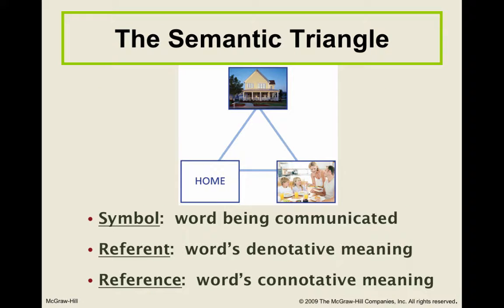The book discusses the semantic triangle. Now remember, semantics is about the meanings of words. So in this case, the semantic triangle, this illustration shows that there are at least 3 different kinds of meanings connected to every single word. The symbol, which is the word itself being communicated, and as you can see in the lower left corner, the word is home, and it's spelled out right there. That is the symbol in and of itself.